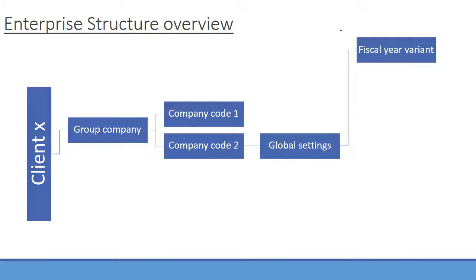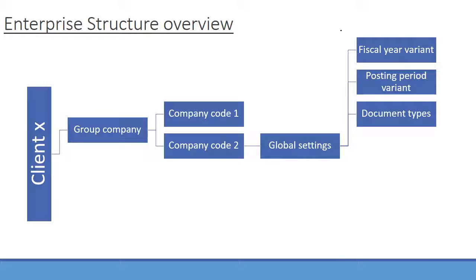The global settings are the fiscal year variant that decides the financial year in which the company operates. The posting period variant decides which posting periods will be kept open. The document types will decide which document is to be used for posting which transaction. And the document number ranges are picked by these document types whenever a posting is done. The number ranges are usually linked to document types.